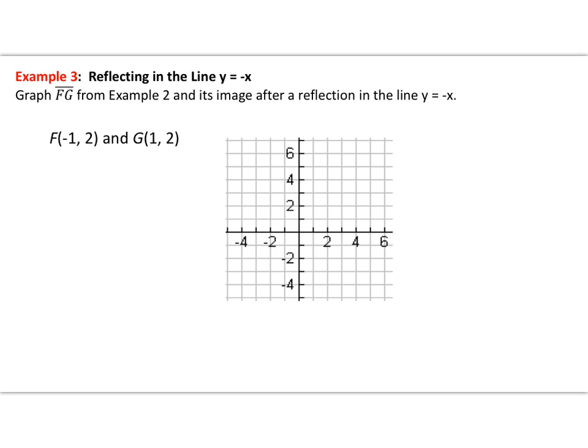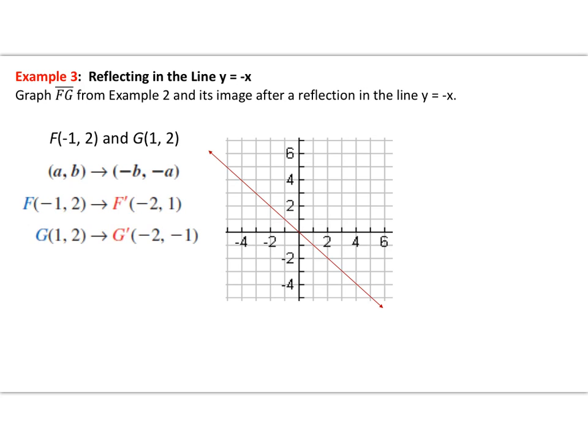All right, so let's take a look at example number 3. Graph segment FG from example 2 and its image after reflection in the line y equals -x. So here are our coordinates from example 2, so we're going to plot those on our grid. Now a reflection across the line y equals -x means I switch and take opposites. So let's check out what our new coordinates will be. For the coordinate F, it goes from (-1, 2) to becoming (-2, 1). Again, switch and opposite. For G, it becomes (-2, -1).